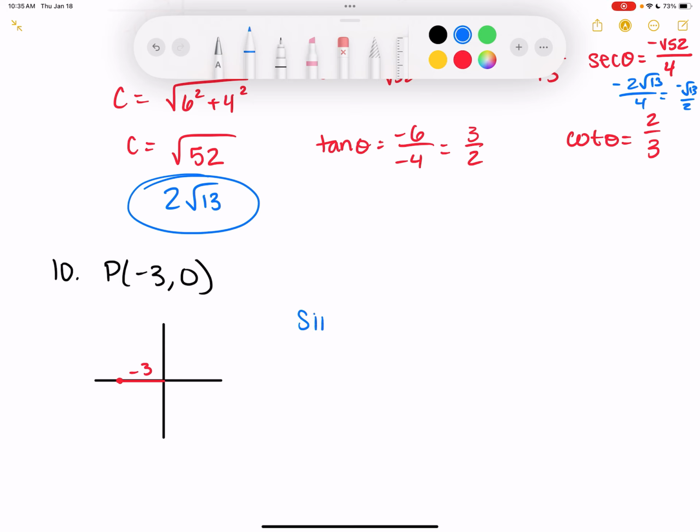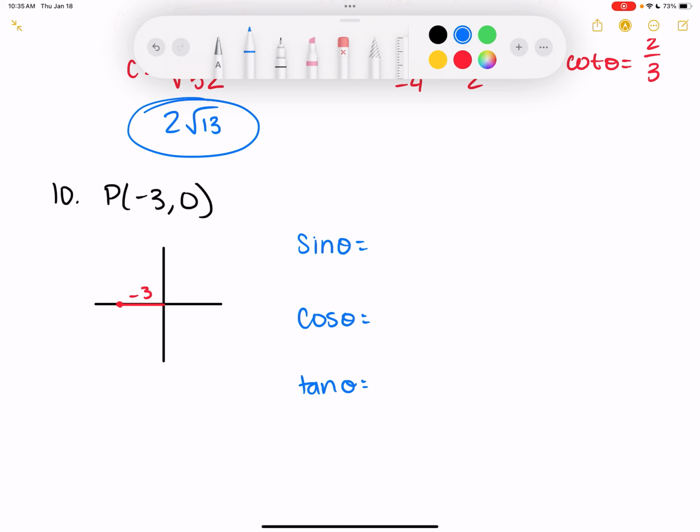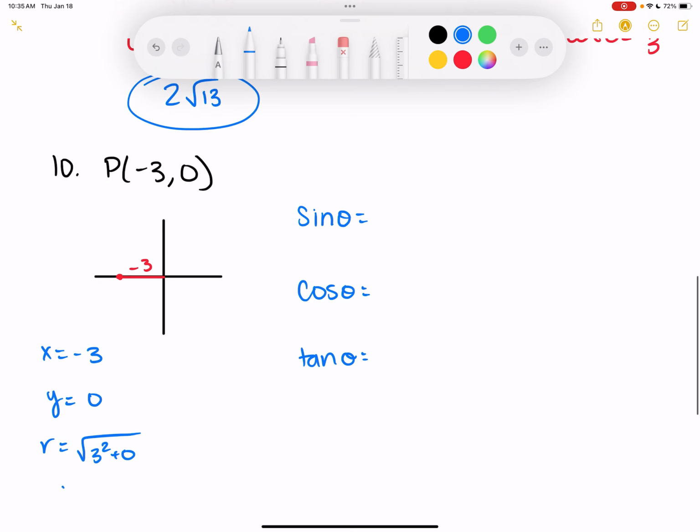So, sine of theta. This is where we have to throw it back to when we had, like, for cosine, it's x over r, sine is y over r. And so we have to think about this to figure out r. So x is -3, y is 0. R is going to be the square root of 3 squared plus 0. Okay, so r is going to be 3.